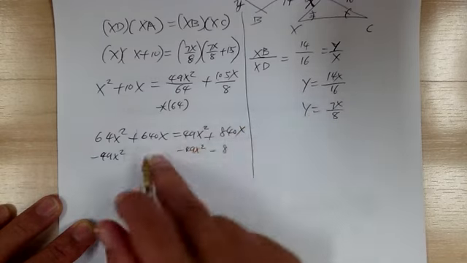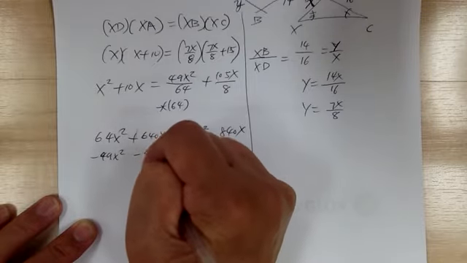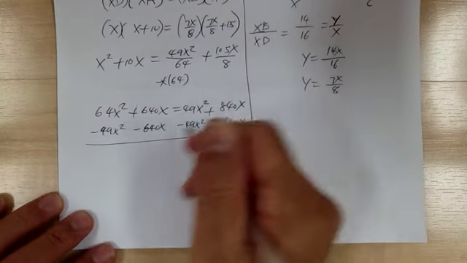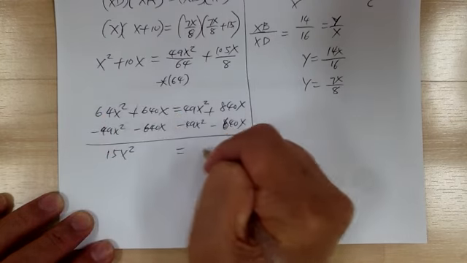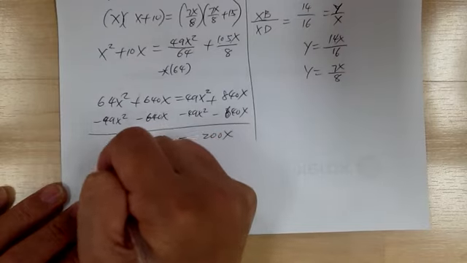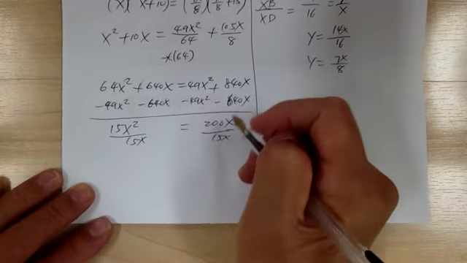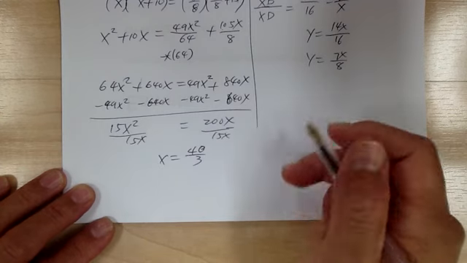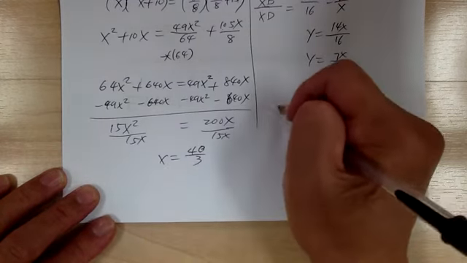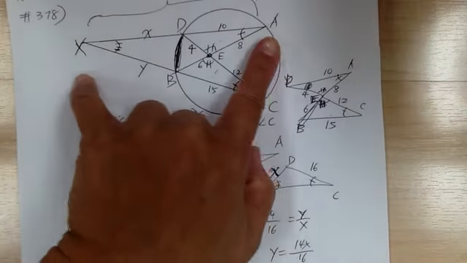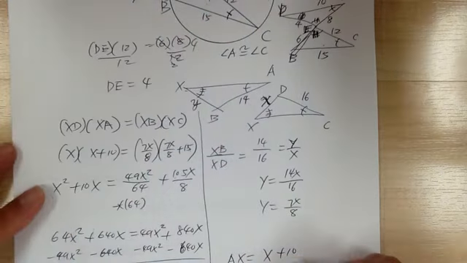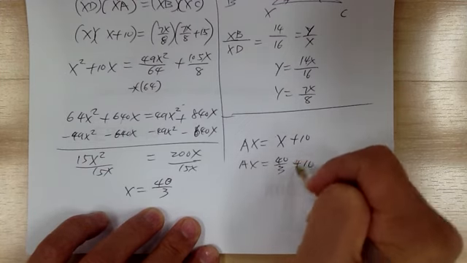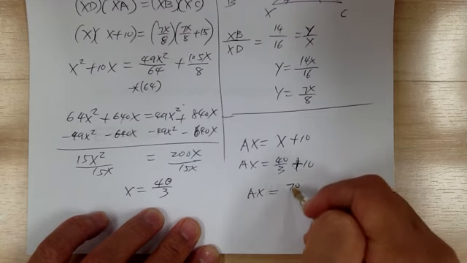Actually, let's move this over, because we know x cannot equal 0, so we can do that. So minus 640x. There we go. So we don't even have to do factoring. We got 15x squared is equal to 200x, and divide by 15x. So we got x equal to 40 over 3. Once we find x equal to 40 over 3, then AX is equal to x plus 10. So AX equals 40 over 3 plus 10, so AX will equal 70 over 3.